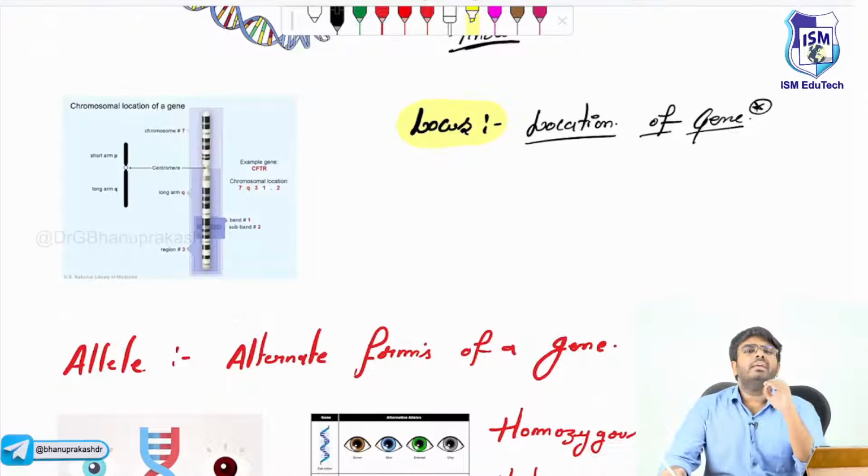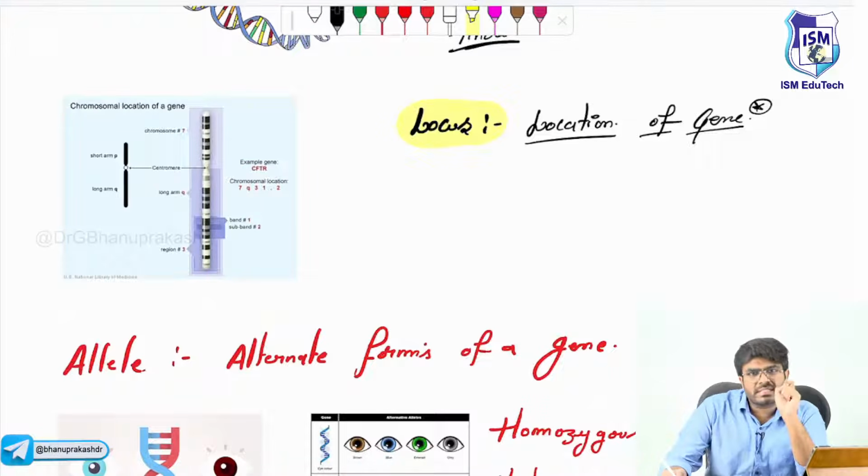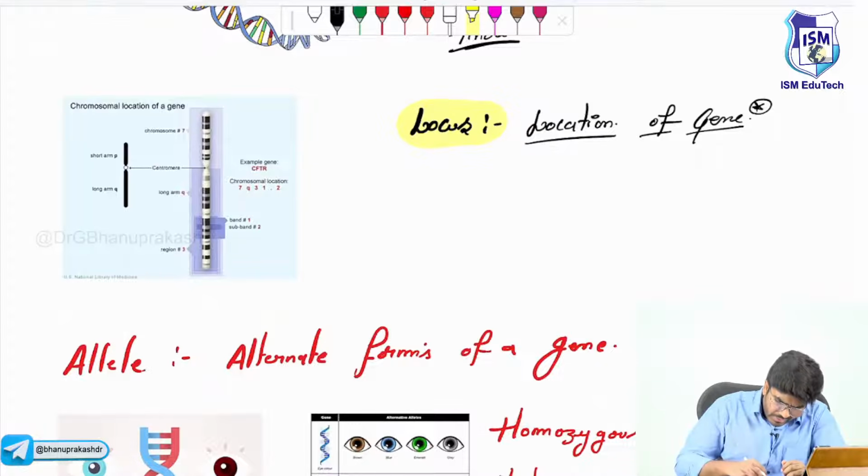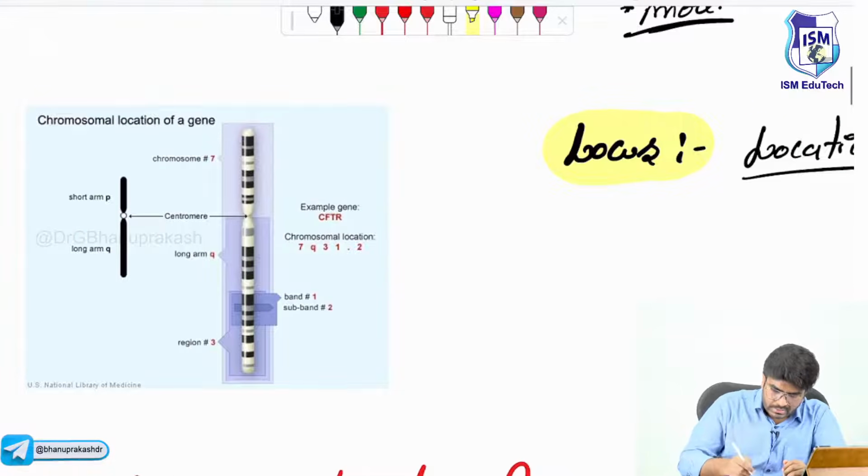Now even if you want to know where exactly the CFTR gene is present, I have to give you a pinpoint location. This is the chromosome on which this gene is located. That location is called a locus. Locus means the location of the genes on the chromosome. For example, I'm giving you the example of the CFTR gene.